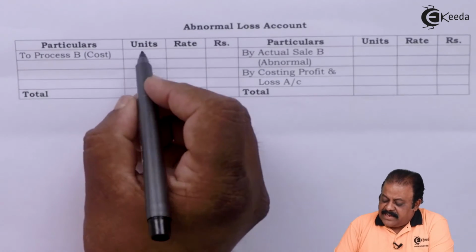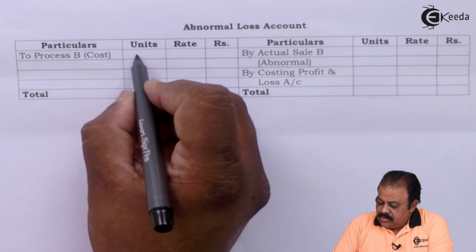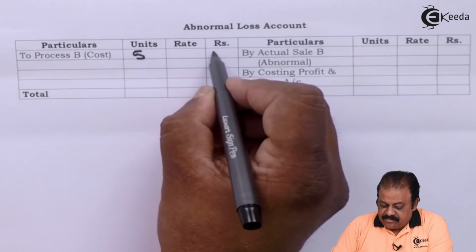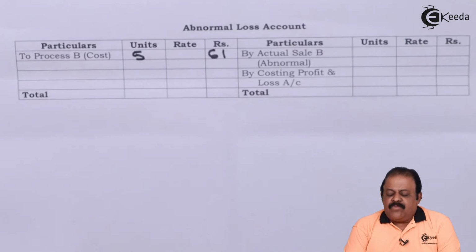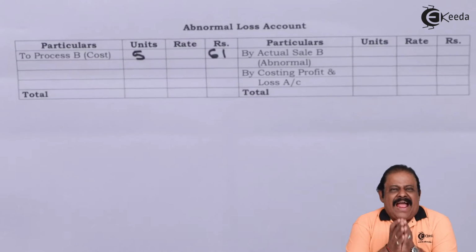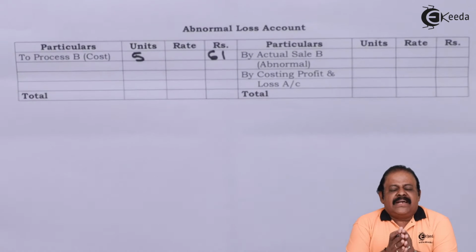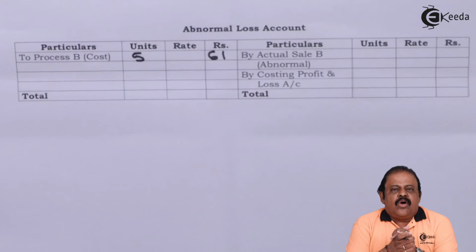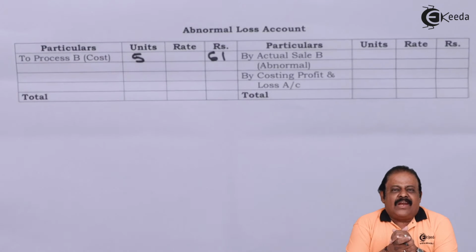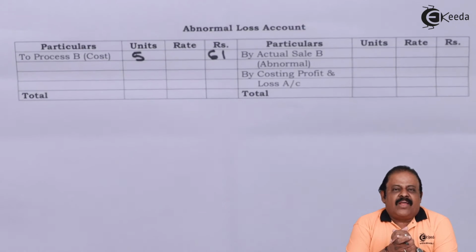So in this case, process B, units are 5 and value is 61. So we got abnormal loss 5 units and its cost of production is 61 rupees. Now these are bad units, abnormal loss, but it will be sold similarly to normal loss units. In case of process B, normal loss unit per unit value is 3 rupees. Scrap value is 3 rupees. So it will be sold for 3 rupees.